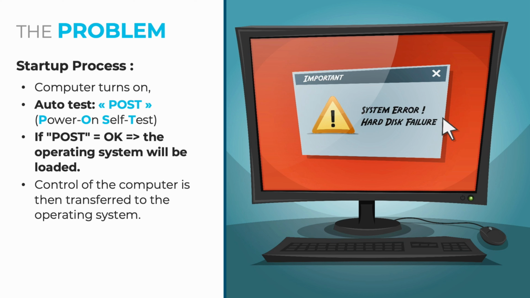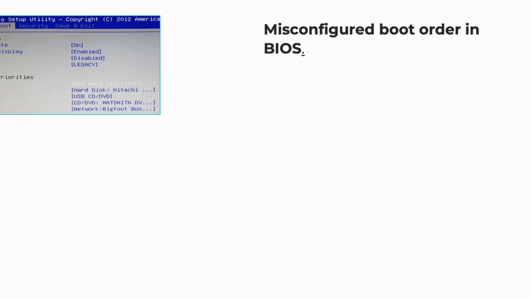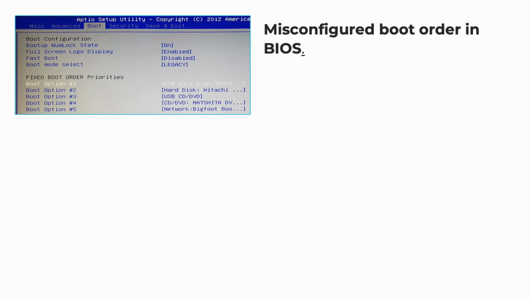A disk boot failure occurs mainly because no boot device is found. So why is the BIOS unable to locate the boot disk? It could be a misconfiguration of the boot order in the BIOS. Because if a disk, which does not contain an operating system, is placed at the top of the list in the BIOS boot sequence, then the computer will not be able to boot.